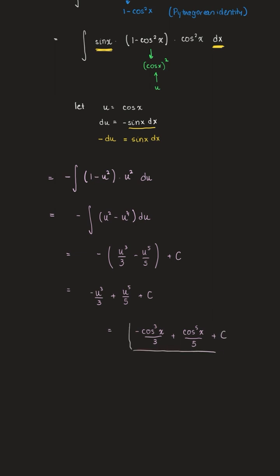And that is our solution. So in case 1, we had an odd power of sine. It didn't matter whether we had an even or odd power of cosine. Okay, in case 2, we're going to address having an odd power of cosine, and the procedure will be very, very similar.